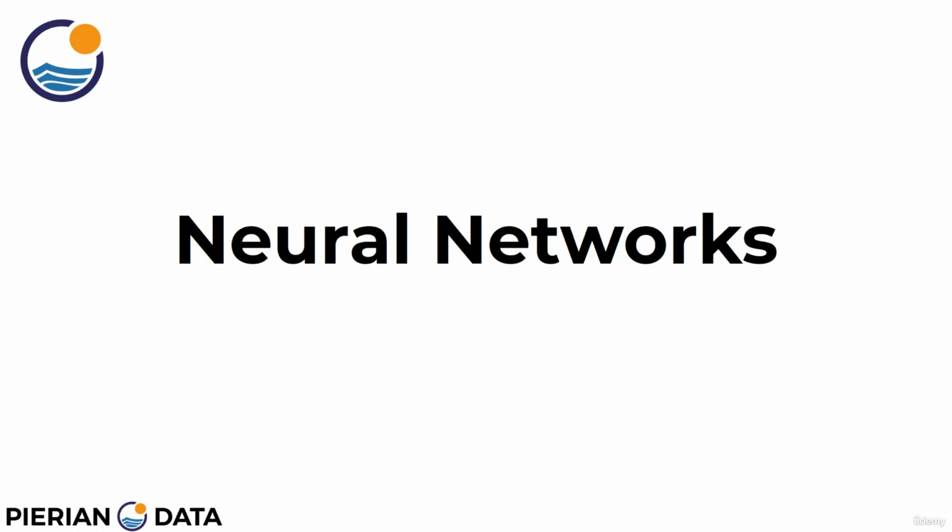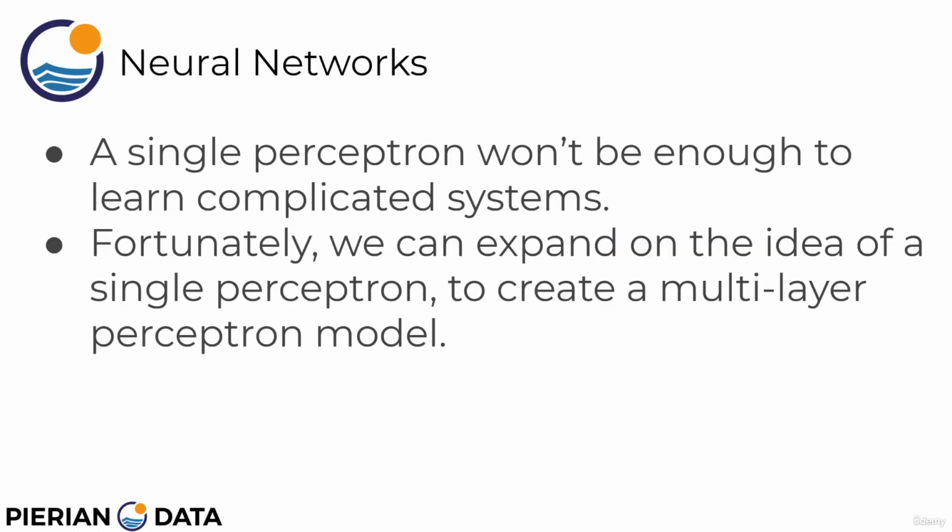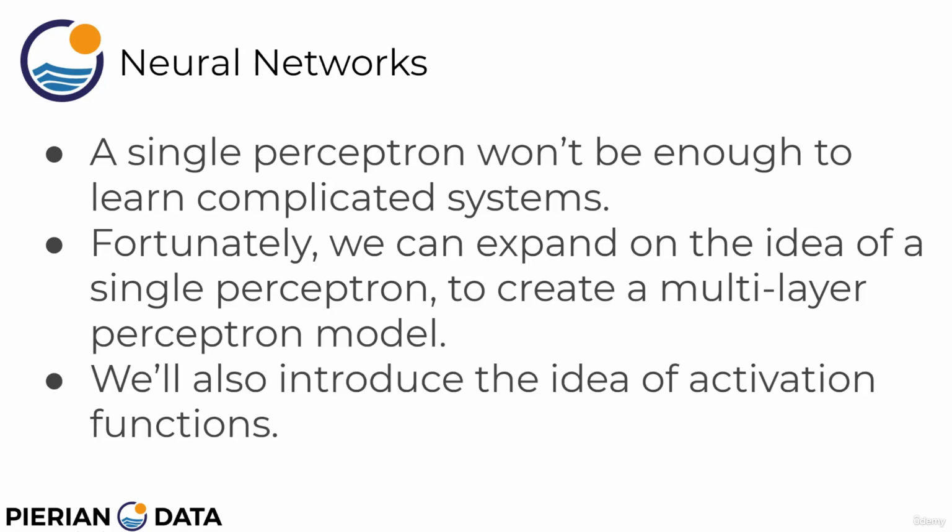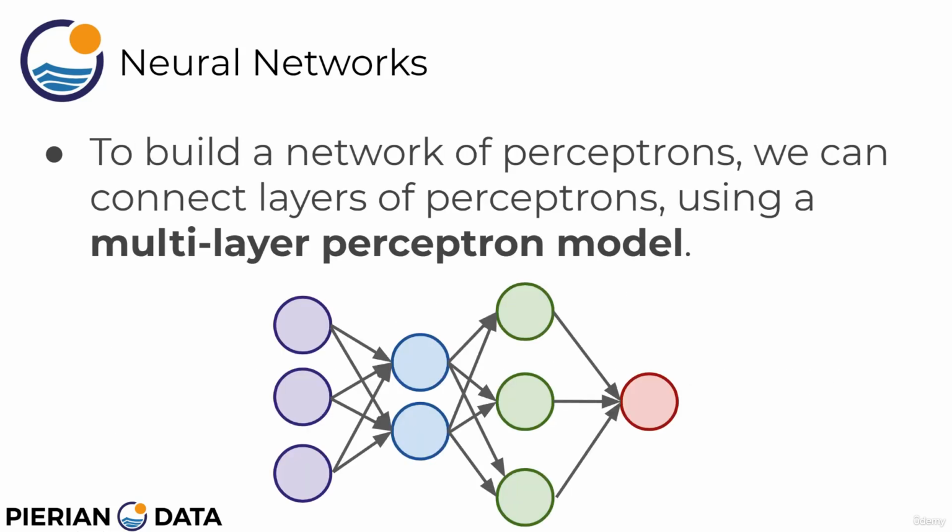Welcome back everyone to this lecture on neural networks. So we just learned about a single perceptron. However, a single perceptron model won't be enough to learn complicated systems. Fortunately, we can expand on the idea of a single perceptron to create a multi-layer perceptron model, commonly known as a basic artificial neural network. We'll also introduce the idea of activation functions, which we'll cover in a future lecture.